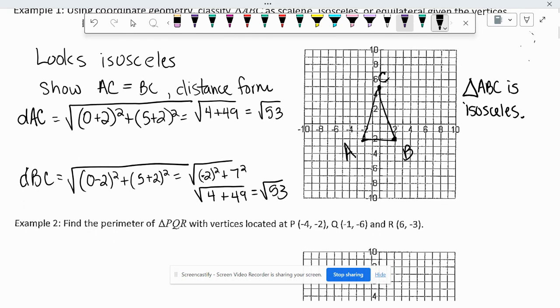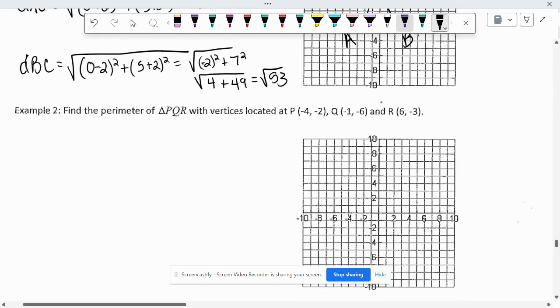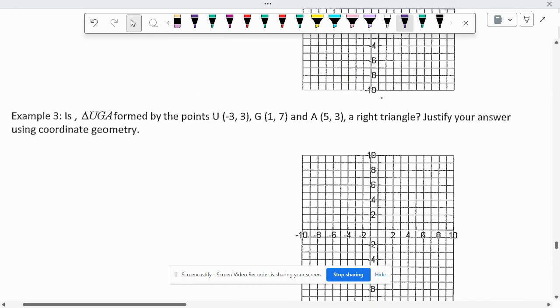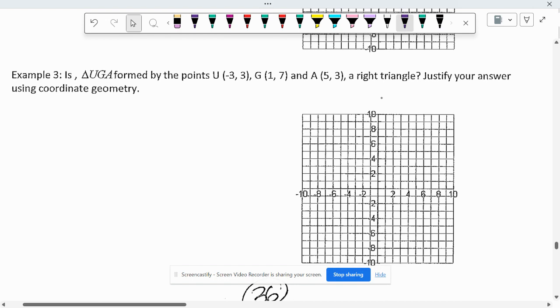Okay. We're going to skip number 2. Did everybody get that? We're skipping number 2. And we're going to go to number 3. Number 3 just asks us to prove that this is a right triangle. Prove that UGA is a right triangle. So first we're going to plot our points. -3, +3, U, 1, 7, G, 5, 3, A.